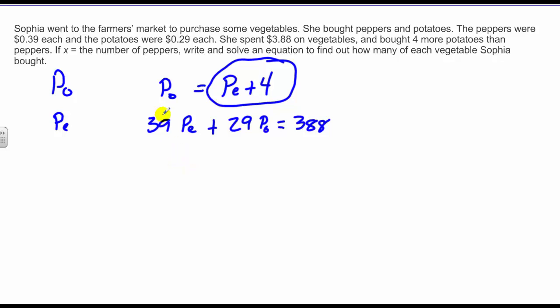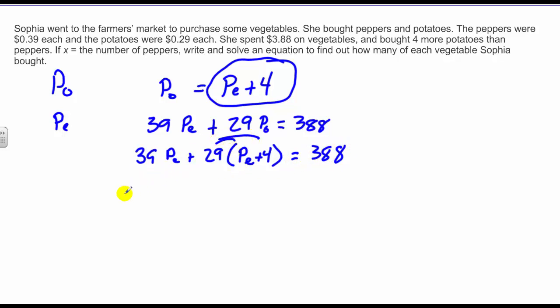So this is a system of equations where I can use a substitution, which I think I'll do for the potatoes. So I have 39 times the peppers plus 29, and here's where I make my substitution. Peppers plus 4 is equal to 388, and here's where the multiplication comes in. I distribute. So I have 39 times the peppers plus 29 times the peppers, 116 equals 388.